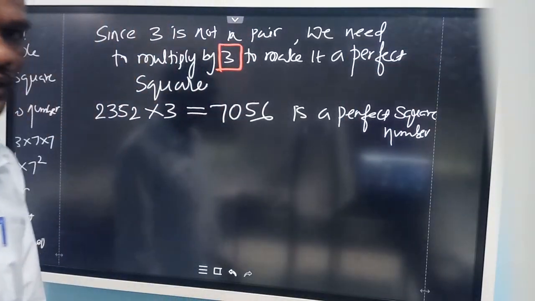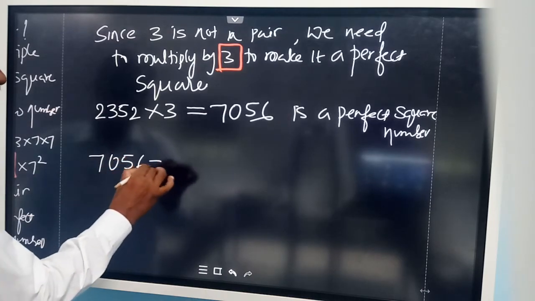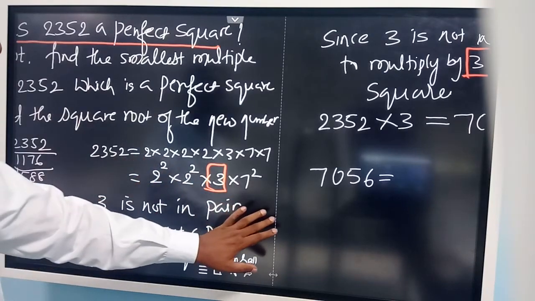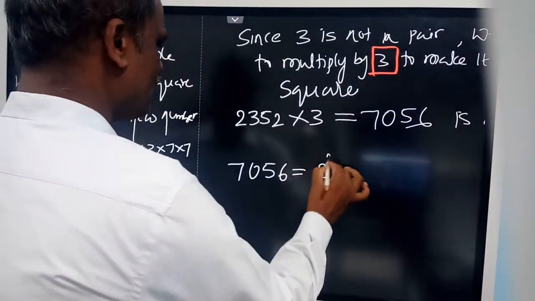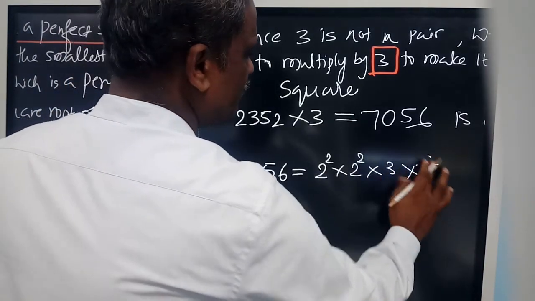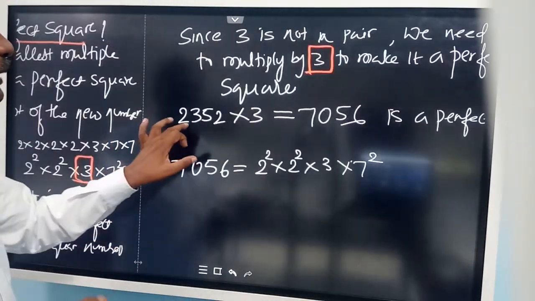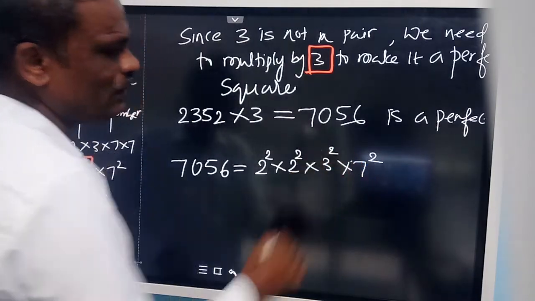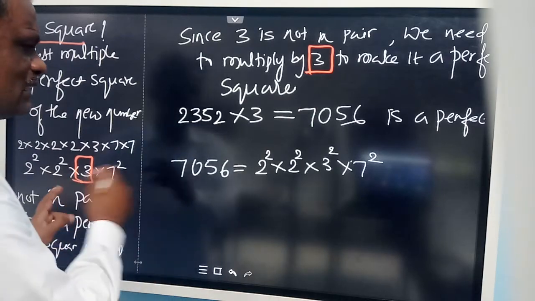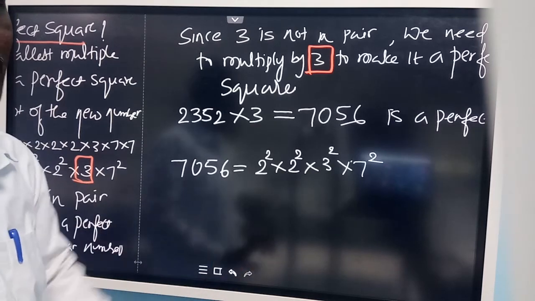Now if this is a perfect square number, find the square root of this one. 7056 can be expressed as a product of its factors, which you have already found for 2352: 2 square into 2 square into 3 into 7 square. Once you multiply by 3, this 3 also becomes a square number. That is the only difference here. The factorization is the same, but when 3 is multiplied, 3 also becomes a square, it will be in pair.